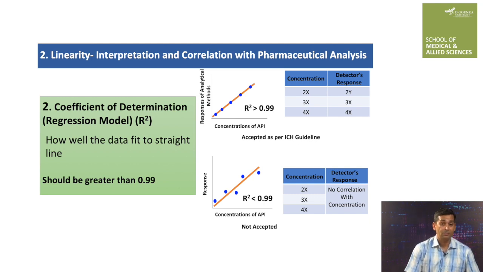For example, if API's concentration is increased twice, meaning 2x, detector's response also increases, but it may be 2.5 times or 1.5 times or likewise. This is the reason that R square is less than 0.99. In this case, the analytical method is not considered suitable as per ICH guidelines.